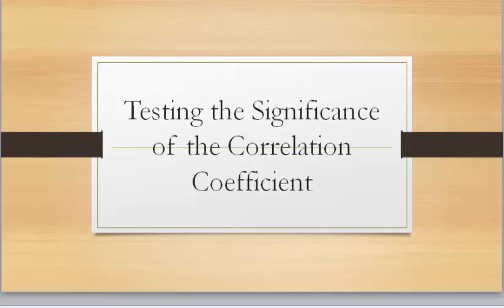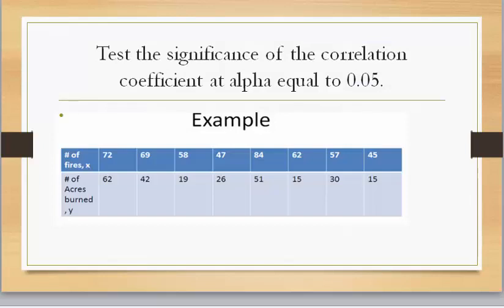The next thing that we want to look at is how to test the significance of the correlation coefficient. So I'm going to show you this with an example. All right, so we have a data set given to us, and we're told to test the significance of the correlation coefficient at alpha equal to 0.05.